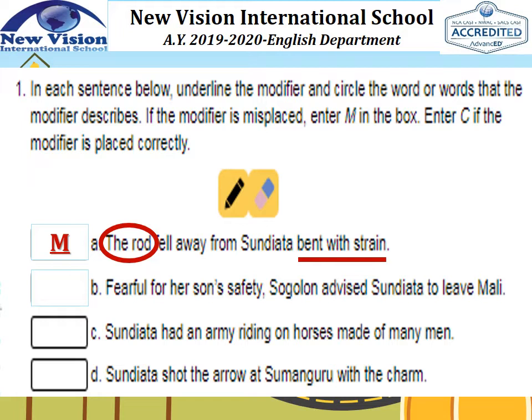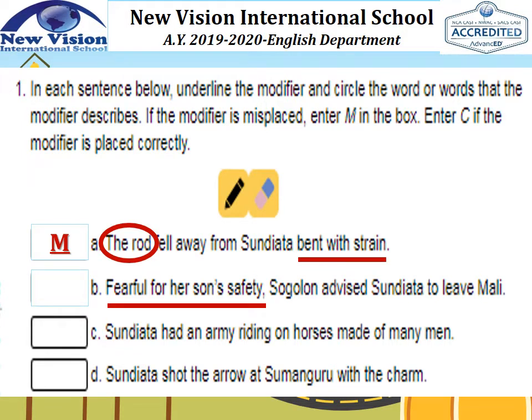Let's read. Fearful for her son's safety, Sogolan advised Sundiata to leave Mali. One more time. Fearful for her son's safety, Sogolan advised Sundiata to leave Mali. So after reading, what did you realize? Is it correct? Is it clear or unclear? Alright, it's totally clear. There's no mistake. Let's prove it by finding out our modifier. Make a line. Where is your modifier? Good job. It's fearful for her son's safety.